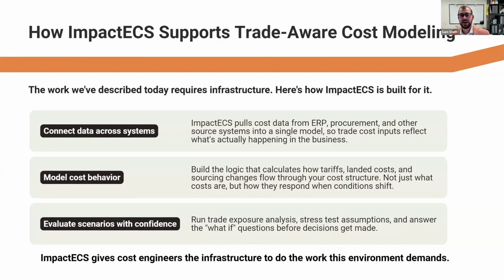The second is the cost behavior logic. This is where the cascade effect we demonstrate lives. Impact lets us build the logic that determines how tariffs, landed costs, and sourcing changes flow throughout the full cost structure. Not just what costs are at a point in time, but how they respond when the conditions shift. That's what allows a single scenario input to ripple correctly through every affected BOM and finished good.